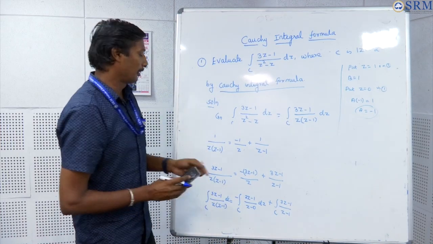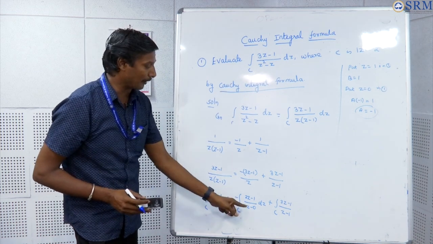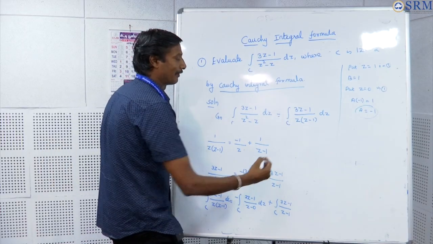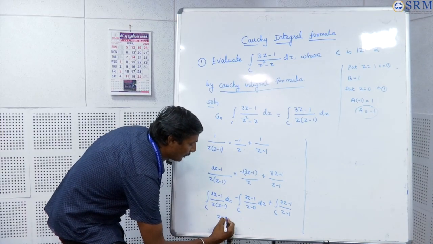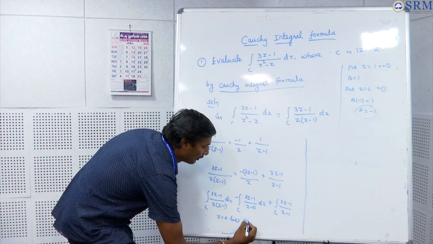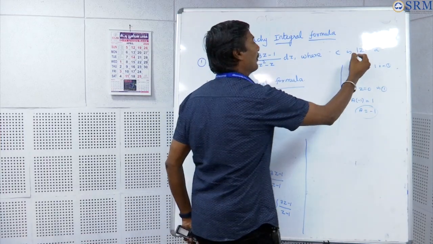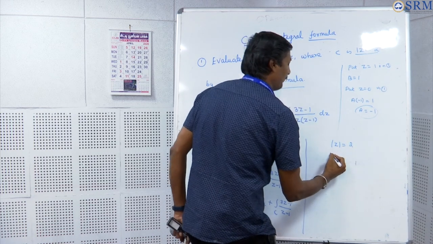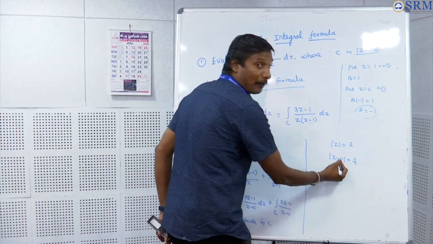Dear students, one very important thing: now I am getting only one singular point in each integral, z equal to 0 and z equal to 1. You check whether the singular point lies inside C or not. You want to check whether z equal to 0 lies inside C. How to check inside C? Look at the problem: modulus of z equal to 2. This can be written as modulus of z minus 0 is equal to 2, so the center point is 0.